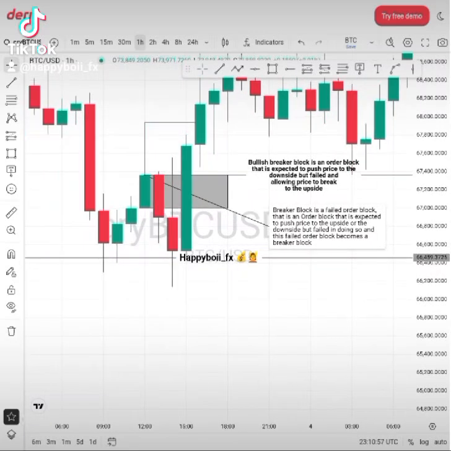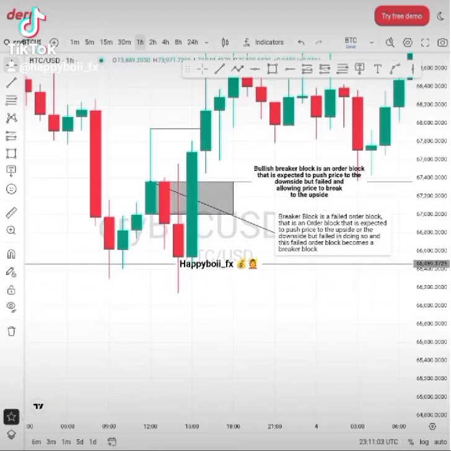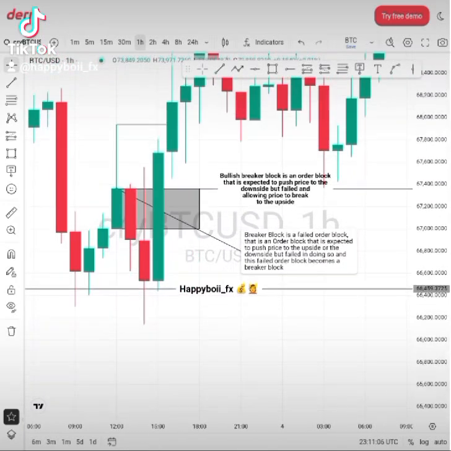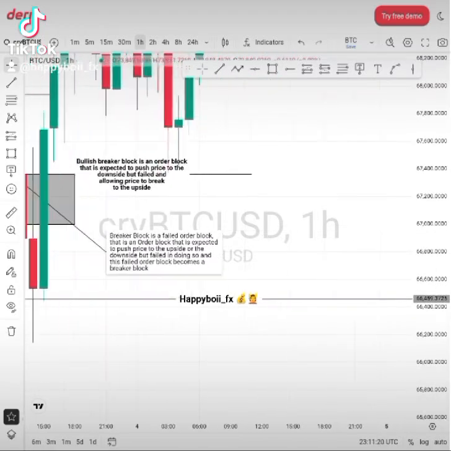Price breaks above this structure right there, and then you mark out your breaker block from the body, not from the wick. You mark out your breaker block from the body of the failed order block, either it's bearish or bullish. You mark out from the body. So that is a breaker block.